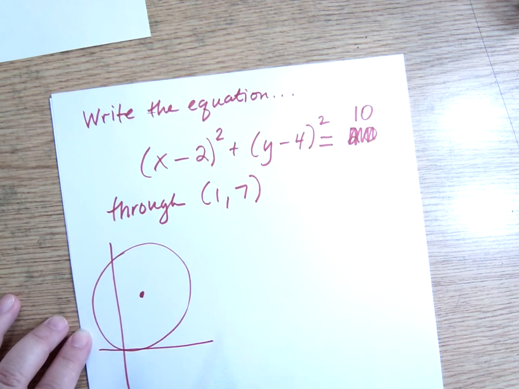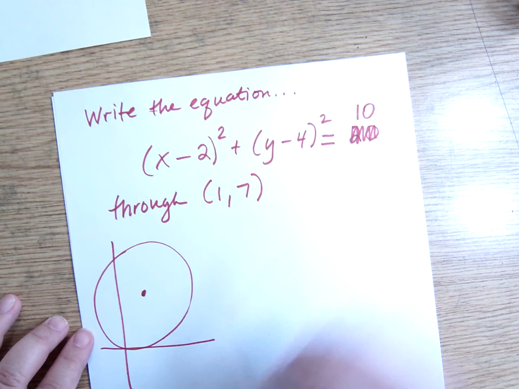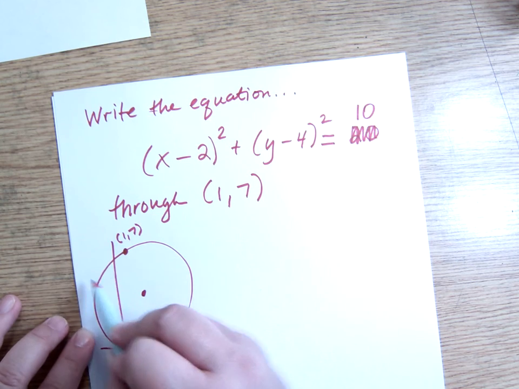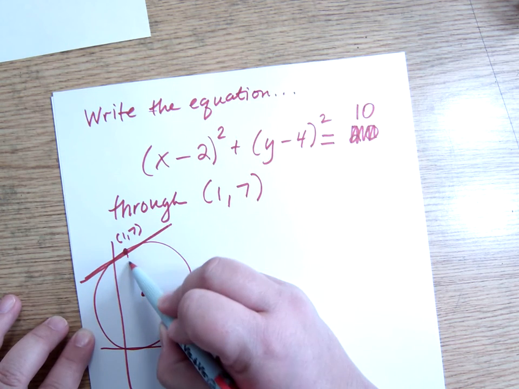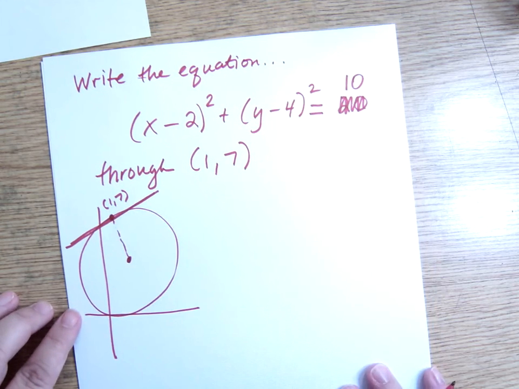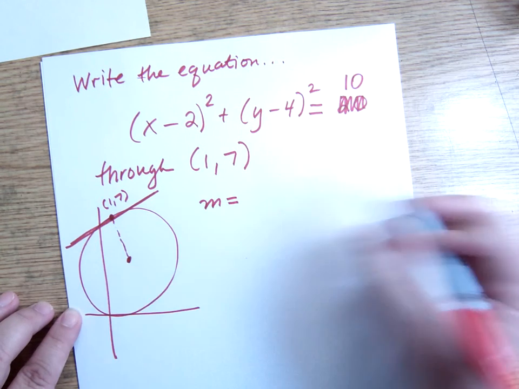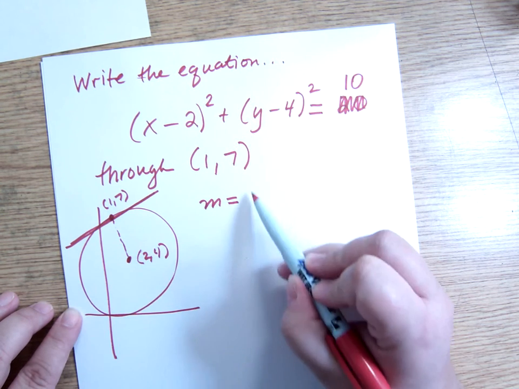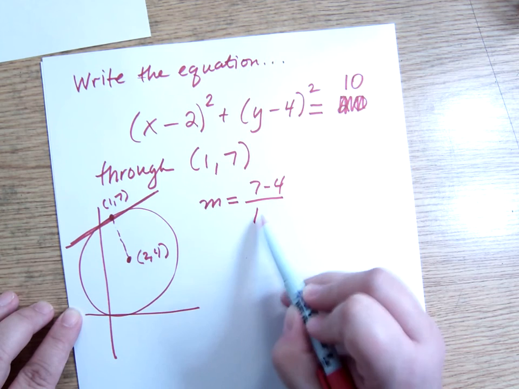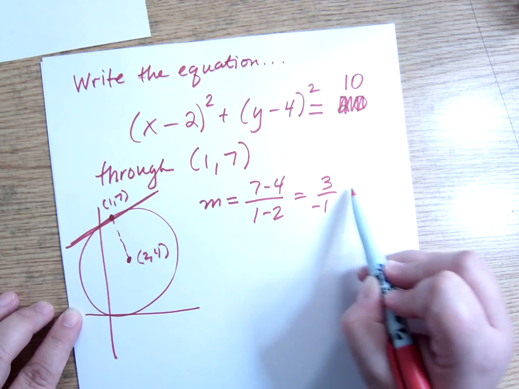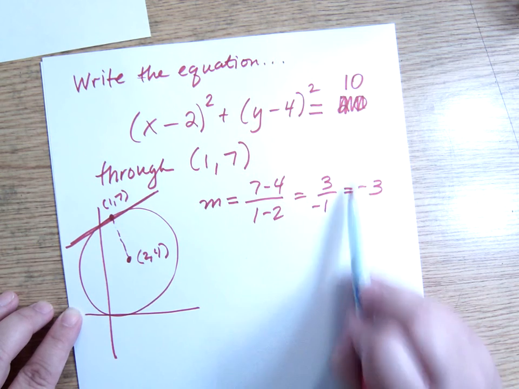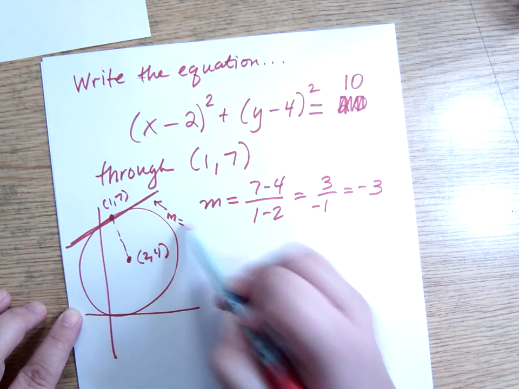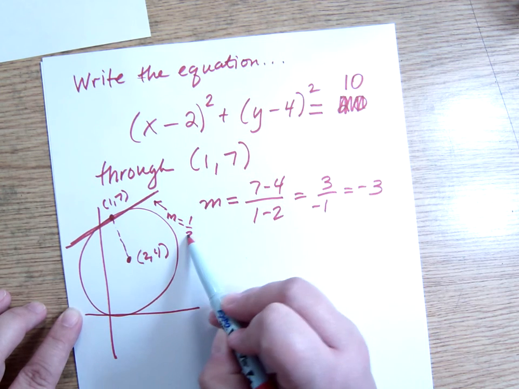So you might want to sketch your graph. This is a circle that has a center at 2, 4, has a radius of square root of 10, and we're saying here's the point 1, 7. I need the equation of the line that goes through there and is perpendicular to this radius. So let's find the slope of that radius. The slope of the radius is the difference between the y's on top, 7 minus 4, x's on the bottom. So this is 3 over negative 1, which is negative 3. That's the slope of my radius. So my tangent's perpendicular to that, so my tangent has a slope of positive 1/3. Flip it over, change the sign.